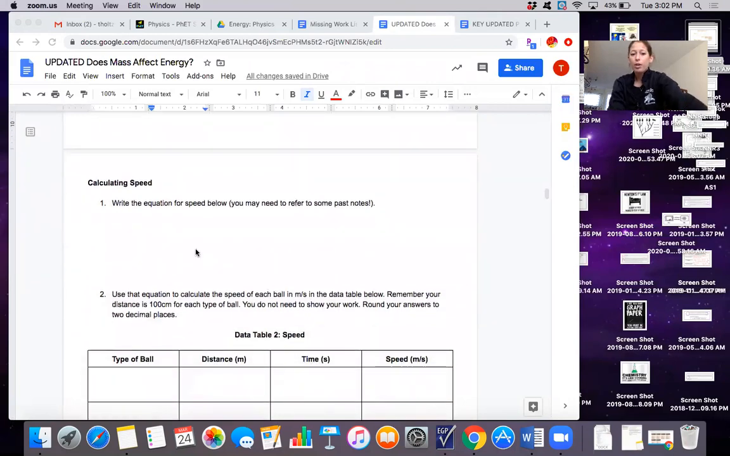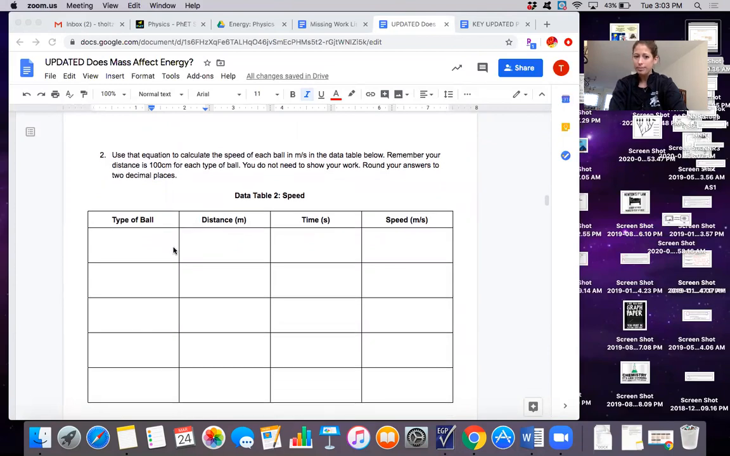Next, it says we need to calculate speed. So it says you need to write the equation for speed below. And it says you might need to refer to some past notes or previous labs. Once you've put the equation for speed in, and we don't need units, just speed, we need to actually calculate. So once again, if you only did 3 types of balls, you're only gonna have 3 rows filled in. If you did 5 or even 4, however many rows you filled in is how many rows you fill in here.